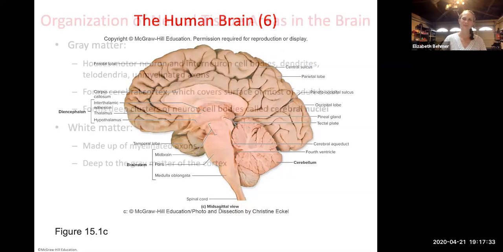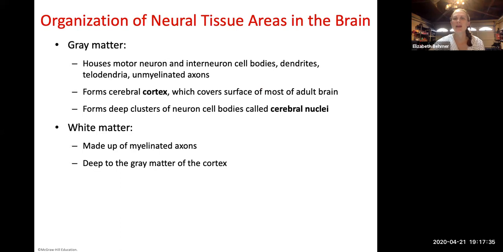I'll keep going. All right, within the areas of the brain, there's gray matter and white matter. And you might have noticed on those pictures that some parts of the brain look really gray and other parts look white. Gray matter means that that is the part of the brain that's housing all your motor neurons and just basically the cell bodies, the dendrites, and anything unmyelinated. And then white matter is made up of myelinated axons. Because myelin is white, that's what gives white matter a little bit whiter color, because it's made up of myelinated axons.